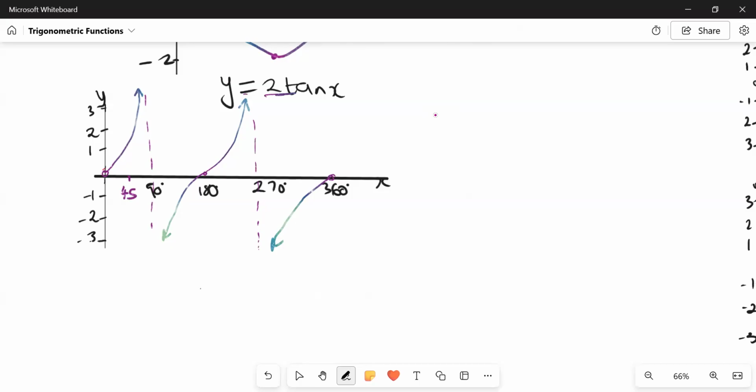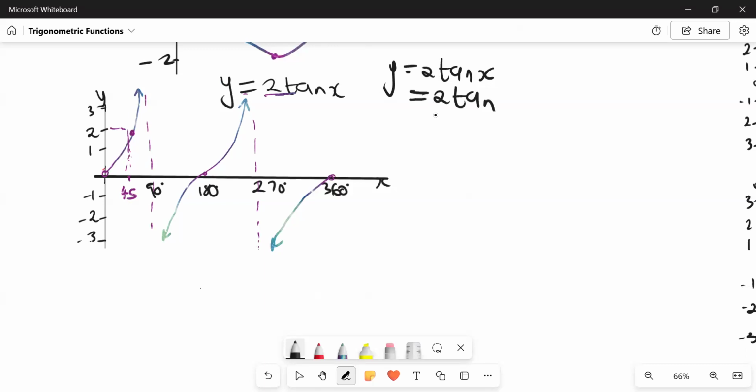Your extra point will be at (45, 2). Now let me explain why we are having 45 and 2. So obviously we have y equals 2 tan x, whereby your x is 45. So you substitute 45 in place of x, and you'll end up having y equals 2 tan 45, and tan 45 is just 1. And then 2 times 1 is just 2. So hence we are having (45, 2) there, right?